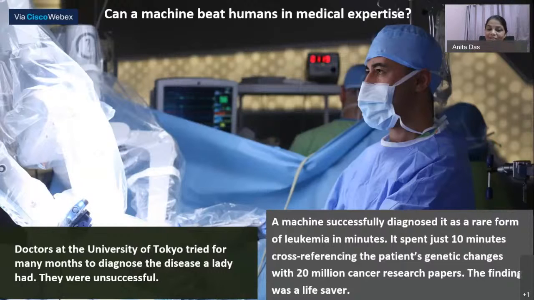But with an AI system, with some kind of natural language processing and other algorithms, the machine or the algorithm would search successfully the symptoms of this patient and the findings of the research paper, and there was a match, and it could save the life. So this is another scenario.